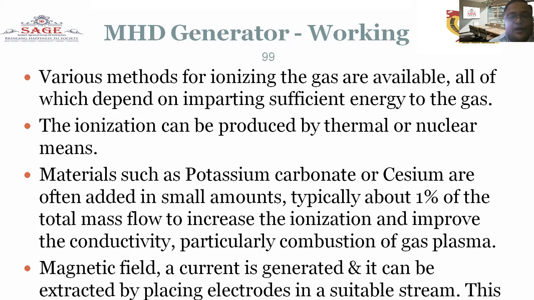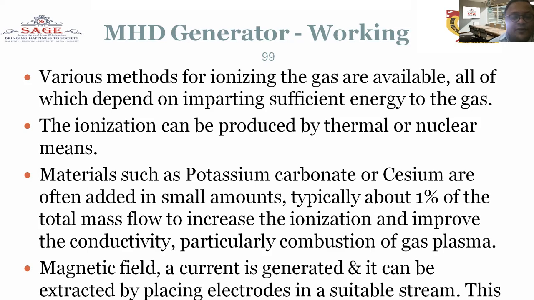Various methods for ionizing the gas are available, all of which depend on imparting sufficient energy to the gas. The ionization can be produced by thermal or nuclear means. Materials such as potassium carbonate or cesium are often added in small amounts, typically about 1% of the total mass flow, to increase the ionization and improve the conductivity of the combustion gas plasma.